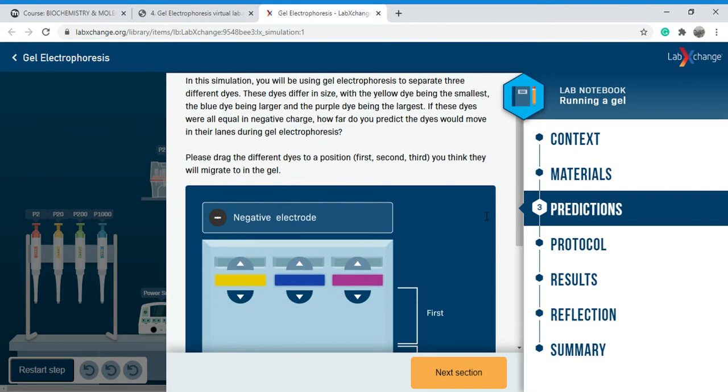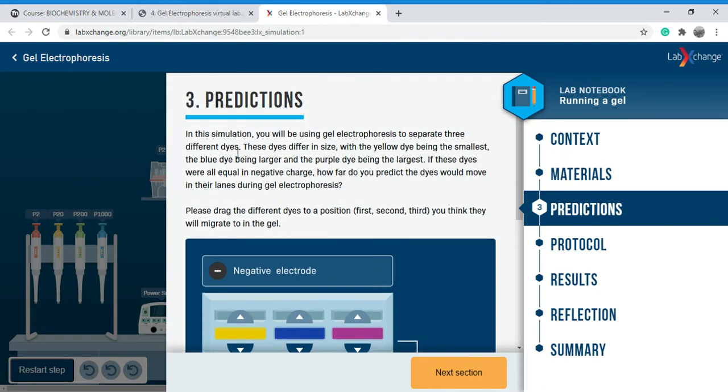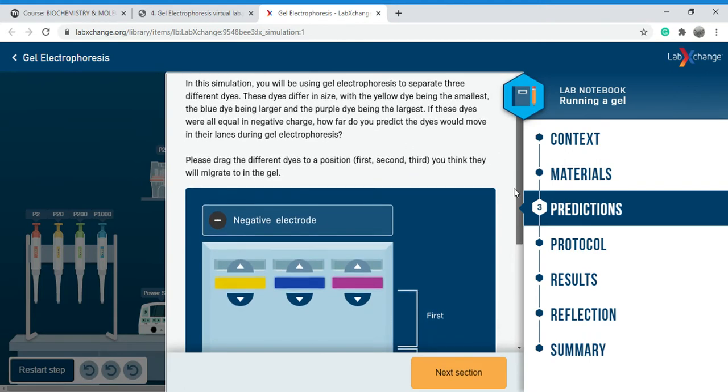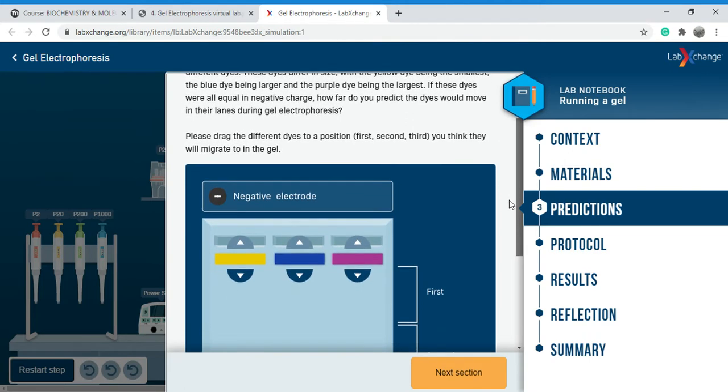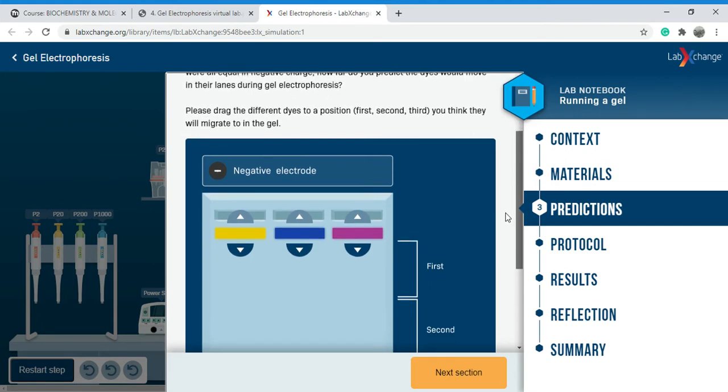As it says here, I believe the simulation will be using gel electrophoresis to separate three different dyes. These dyes are different sizes, with yellow being the smallest, blue dye being larger, and purple dye being the largest. If these dyes were equally negative in charge, how far do you predict the dyes would move in the lanes during gel electrophoresis?